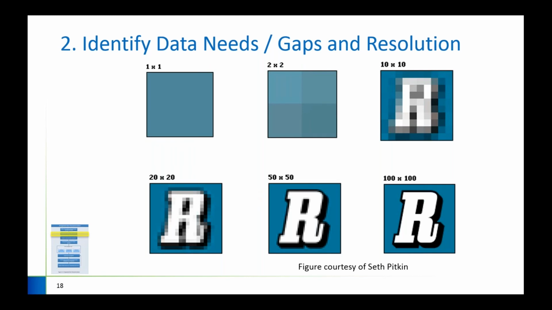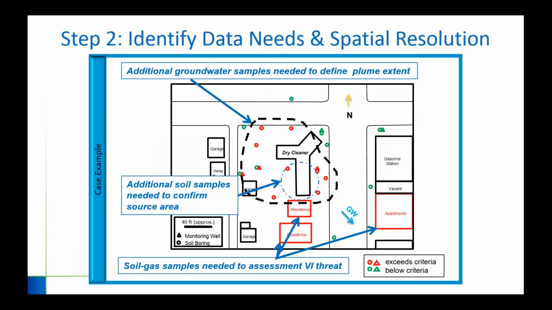On the other hand, let's say you're implementing an in situ thermal remedy where increasing the footprint by even 20% makes costs go up a lot. In that case, having the higher resolution to really define the edge of the treatment zone might be worth it. So that's why, again, you have to match the resolution to the objectives. So at our example site, the data needs are additional groundwater sampling because we don't know the extent of the plume. We need to know what's going on in the source, and we need to evaluate the soil vapor.